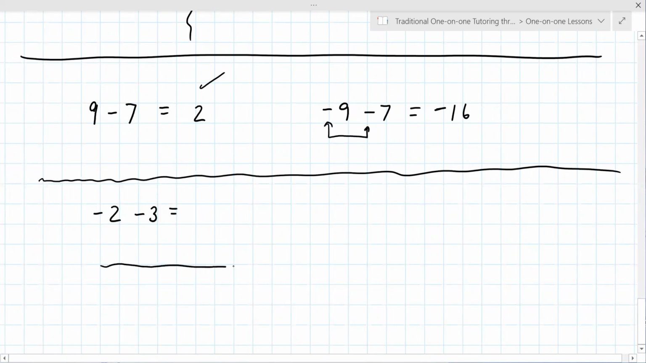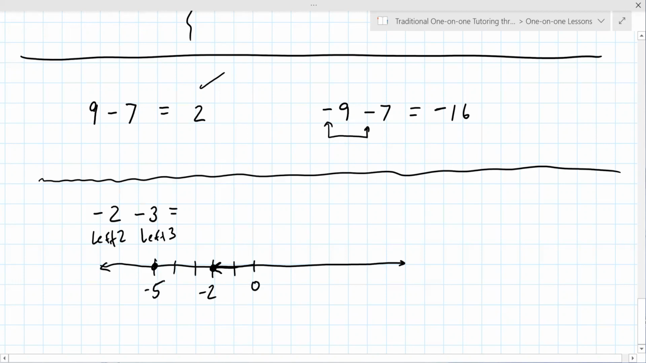So let me try to help here. Where is minus 2 on the number line? It's right there. Do you agree? You go left 2. So minus 3 means you're going to go left 3. So this means left 2, left 3. So we got to go left 3 more. Okay.